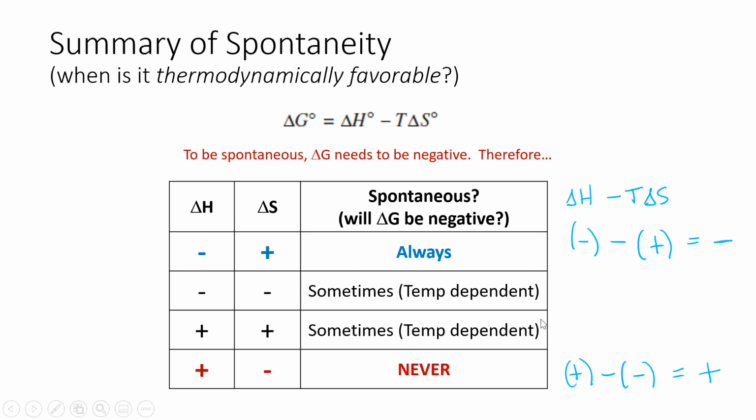And then here in the middle, this is where it gets more complicated. If you have a negative minus a negative or a positive minus a positive, these can be positive or negative depending upon the magnitudes of these values. So how big is this number compared to this number right here? These are going to be temperature dependent, because the value of the temperature is going to impact the value of the second number right here. So the larger the temperature, the larger the second value is going to be.